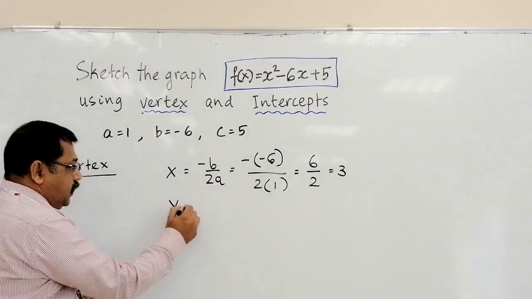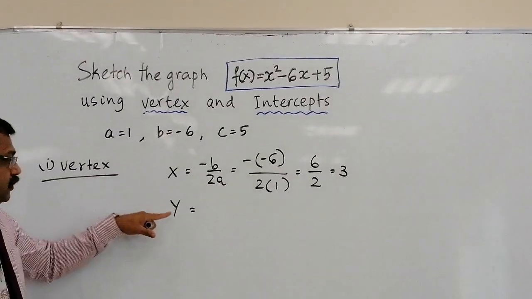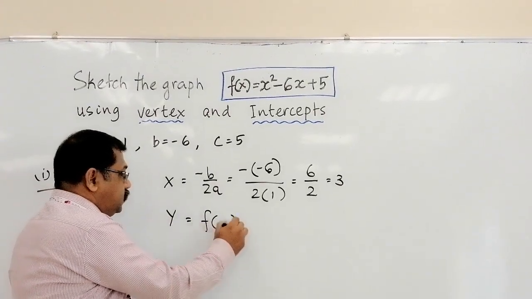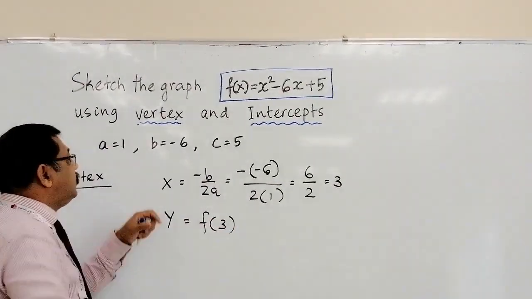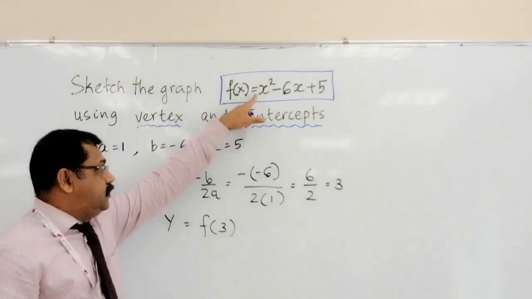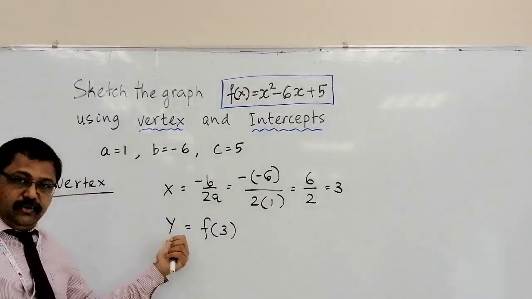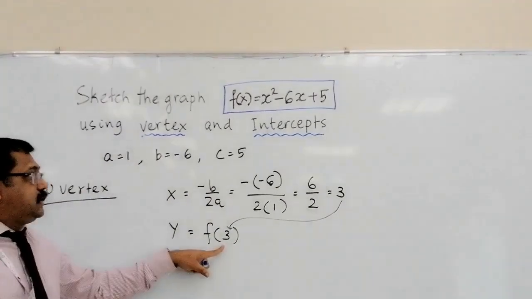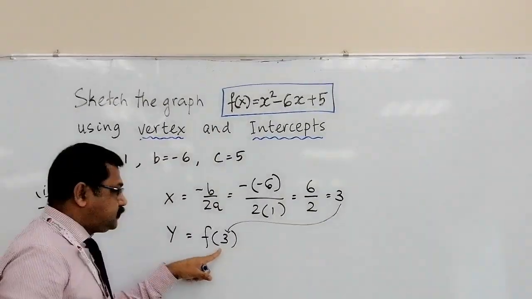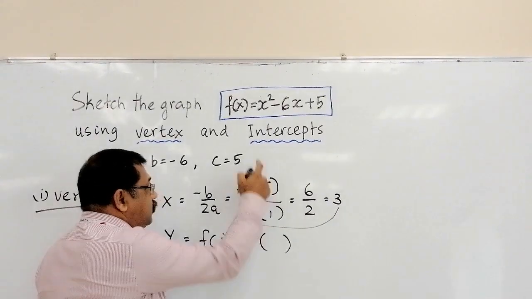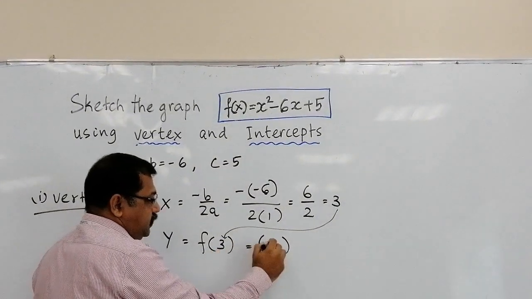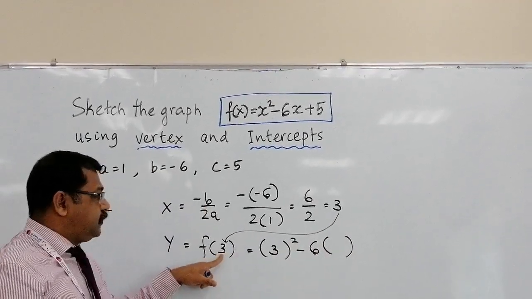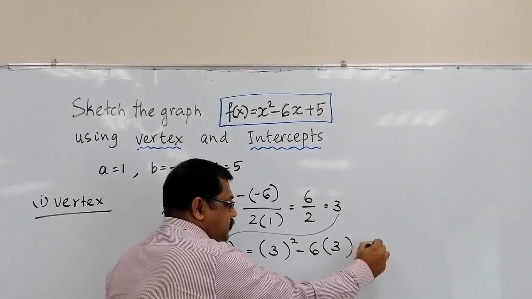Now we go for the y coordinate of the vertex. We know how to find the y coordinate if we know the x coordinate is 3 here. So you substitute x equal to 3 in the original function. The function value at 3 is the y coordinate. So in place of x, we are substituting 3 squared minus 6 multiplied by 3 plus 5.